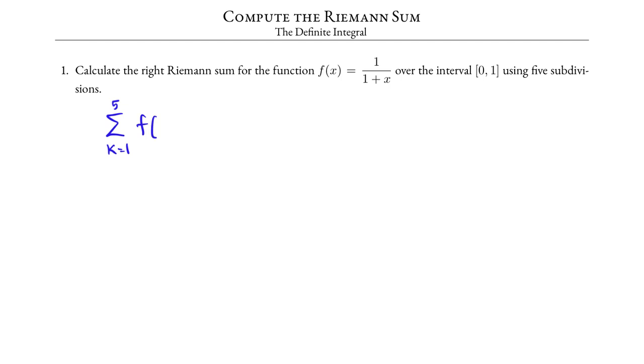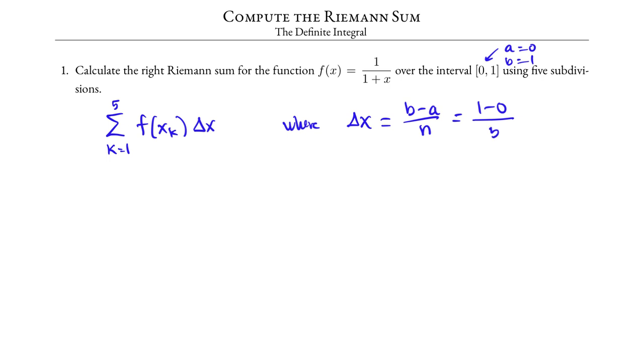We will put f of x_k times delta x inside the summation, where delta x is always (b minus a) over n. With the given interval, a has to be 0 and b has to be 1. So delta x is 1 minus 0, and since we're using 5 subdivisions, n equals 5. So the width delta x is 1 over 5.